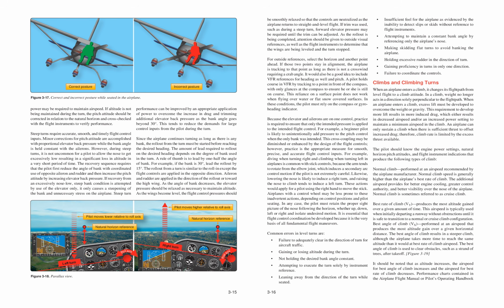Normal climb speed is generally higher than the airplane's best rate of climb. The additional airspeed provides for better engine cooling, greater control authority, and better visibility over the nose of the airplane. Normal climb is sometimes referred to as cruise climb. Best rate of climb, VY, produces the most altitude gained over a given amount of time. This airspeed is typically used when initially departing a runway without obstructions until it is safe to transition to a normal or cruise climb configuration.